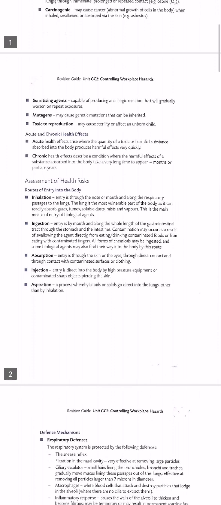Then in the assessment of health risks, I finished talking about inhalation, then ingestion, and now it is absorption. What is absorption? Entry is through the skin or the eye, through direct contact, and also through contact with contaminated clothing. Somebody sweats and other things, like those skin things, so don't exchange clothes also, right? Then we're talking about injection also.